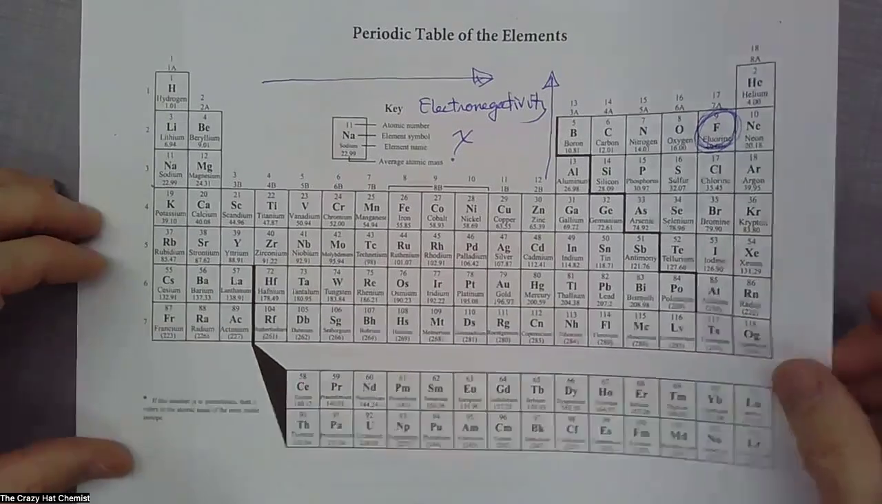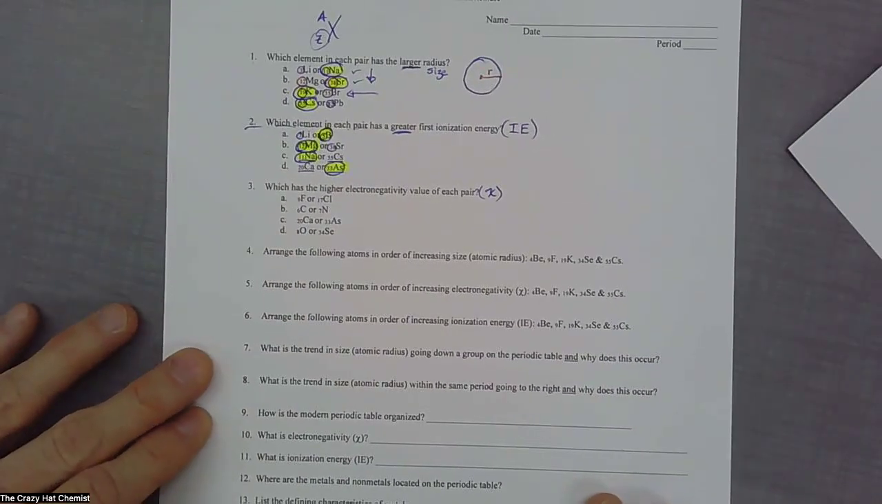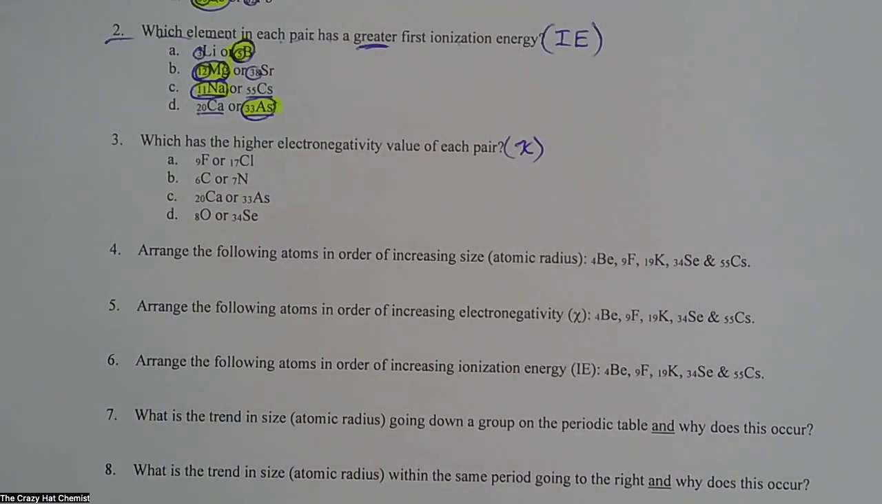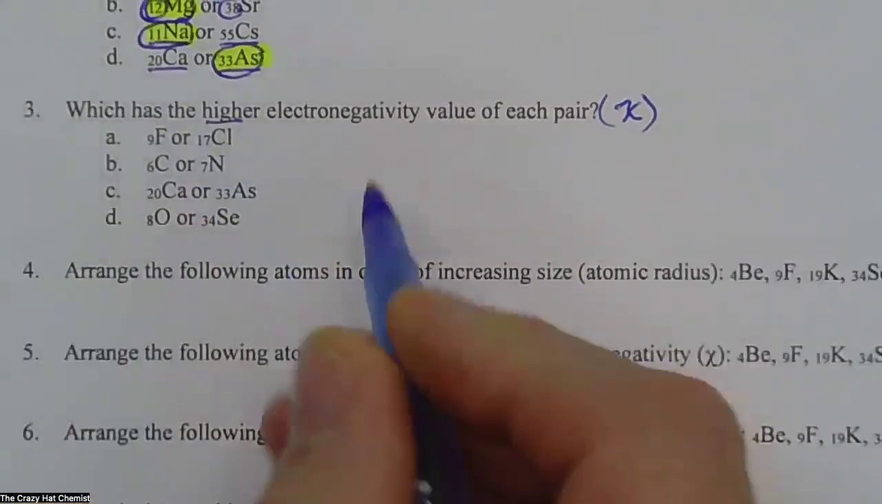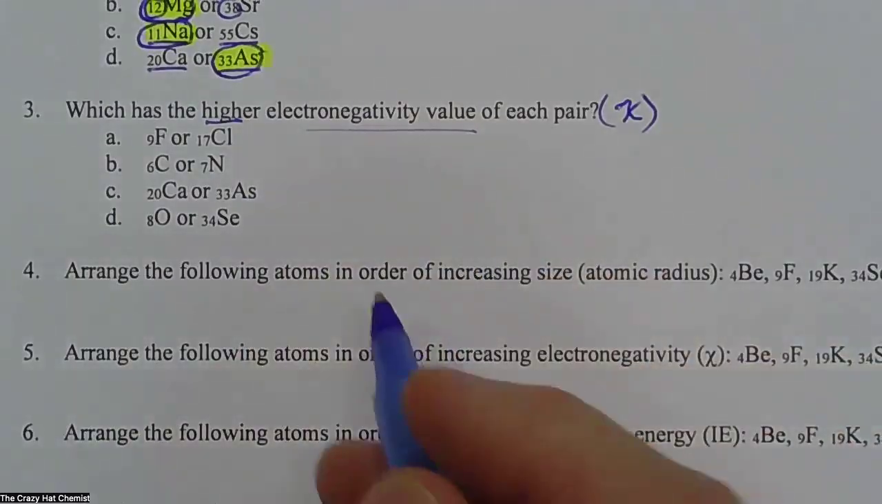All right, so let's take a look at the problems which we have at hand here. And so let's zoom in on this here. So which has the larger electronegativity value of each pair?